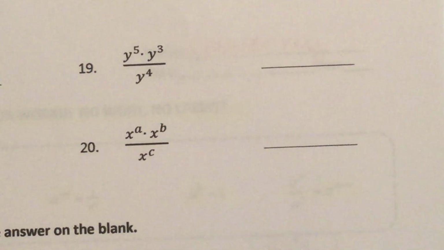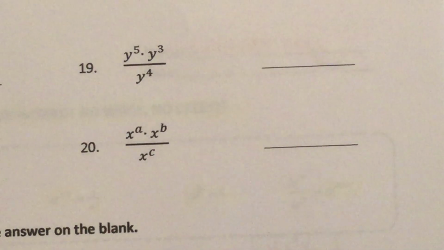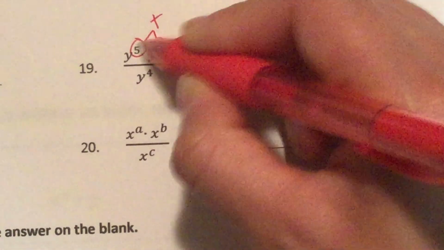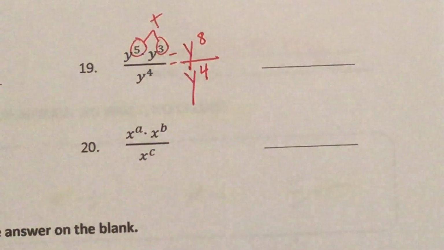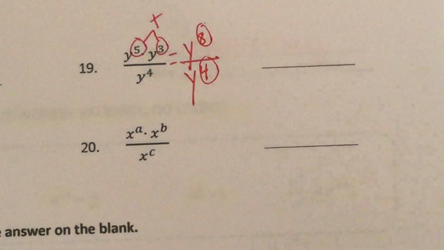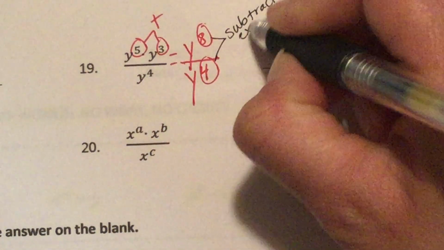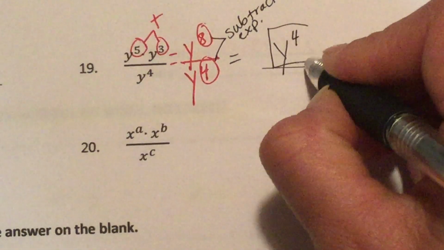Number 19. 2 things you have to do. So here you have y to the 5th times y to the 3rd. So you can do that piece first. For multiplication, you add your exponents. So y to the 8th power divided by y to the 4th power. Now you apply the division rule, and now you subtract your exponents. For division, you subtract your exponents. So you should get y to the 4th power.